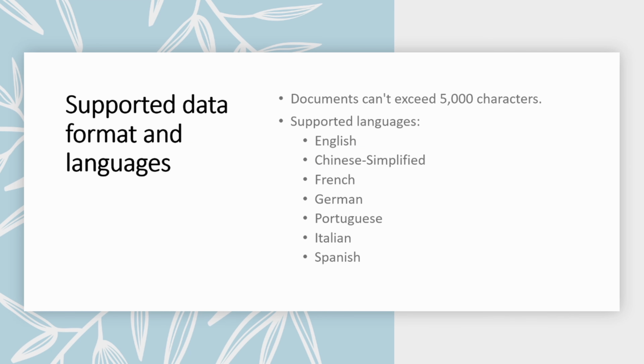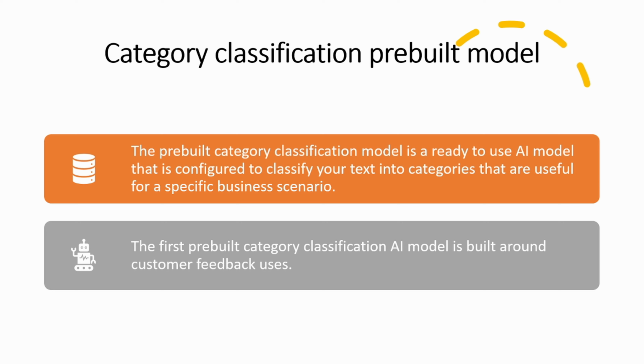Now, let's talk about some supported formats and languages. At this moment it supports 5000 characters, and it supports English, Chinese, French, German, Portuguese, Italian and Spanish as languages. Now let me talk about one real life example for category classification. Let's say, for example, you have received some feedback from your customer and you just want to automatically categorize that statement and transfer it to the appropriate department. At that time, this concept is very useful.